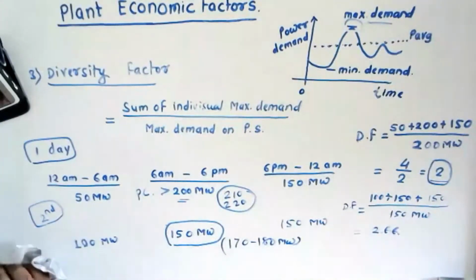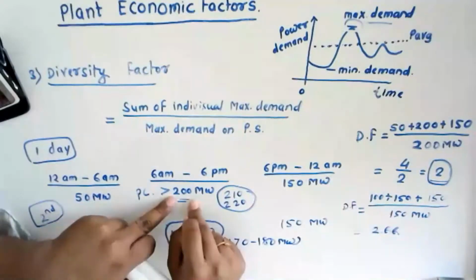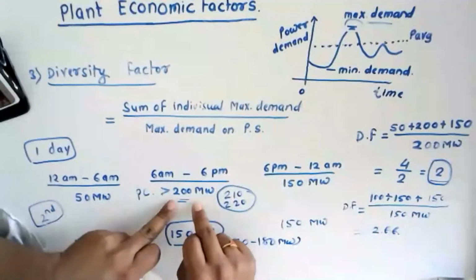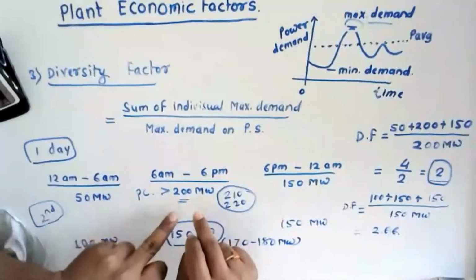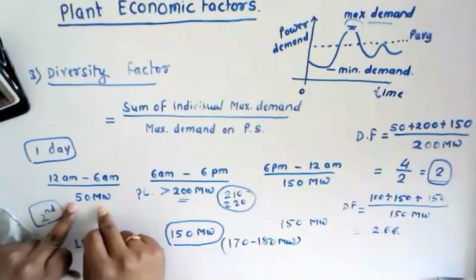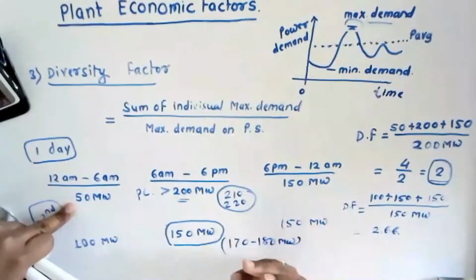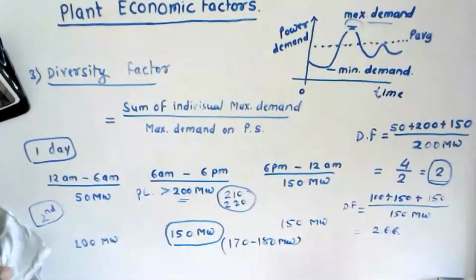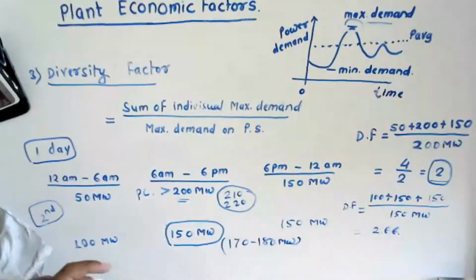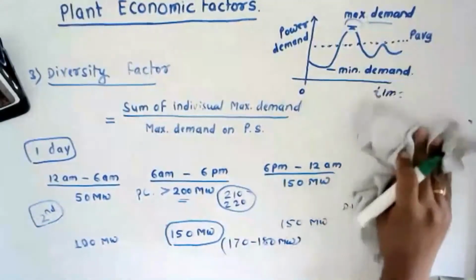What is going to happen when we shift the load from the maximum demand to the low demand time period? When we shift the load from maximum demand to the low demand time period, then the rated plant capacity is going to decrease. I don't require the maximum thermal power plant. So in that sense, the cost of the thermal power plant is going to decrease.